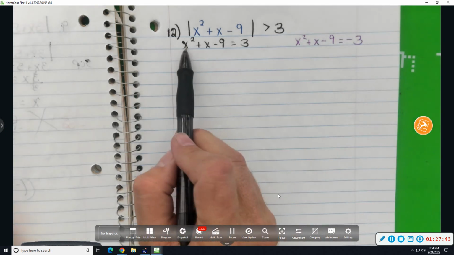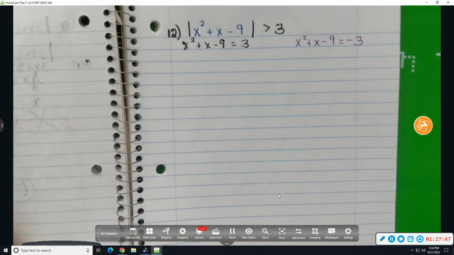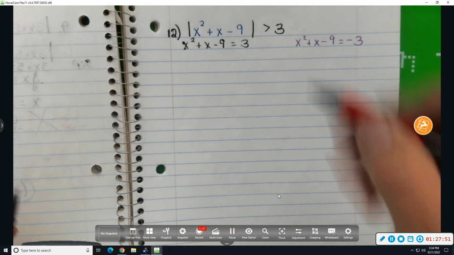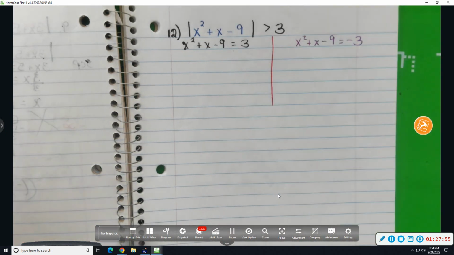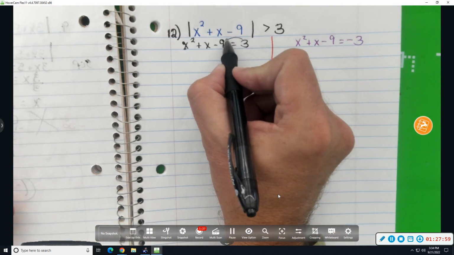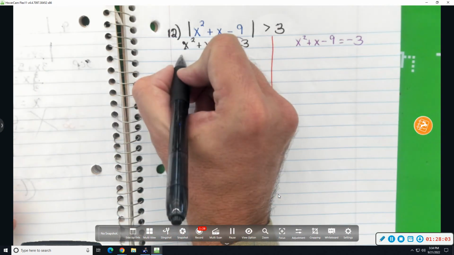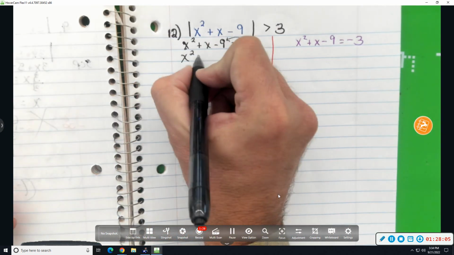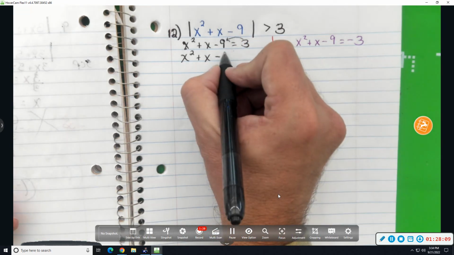And this is now a quadratic equation. So get a 0 and factor. All right, let's get a 0 on one side. To get a 0, would y'all move the 3 over? Is this something we've done already this semester? Get a 0. Let's see, negative 9 minus 3. Is that going to be a minus 12?